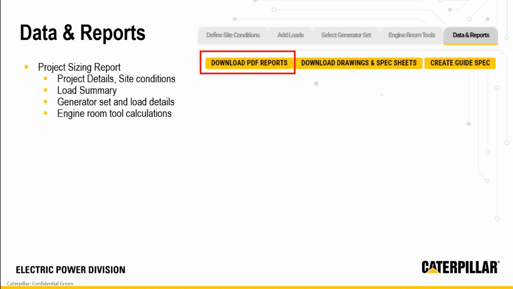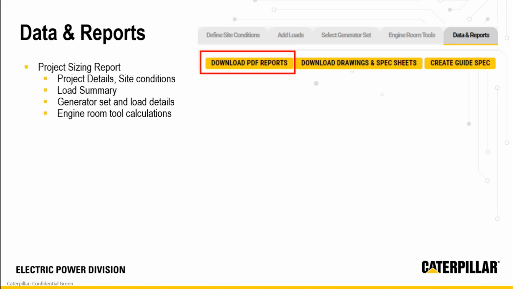Then that report will end with load details. What are all the loads you have considered in this project? What is your required or needed performance, in terms of frequency dip and voltage dip? That is also available. On top of that, obviously, the customer wants to know the predicted performance in terms of frequency dip and voltage dip from the selected generator set, and that information is also available on the report. Finally, it will have the engine room tool calculations.